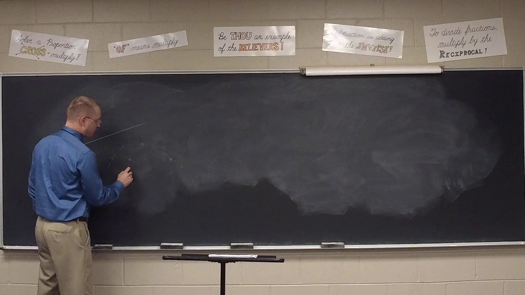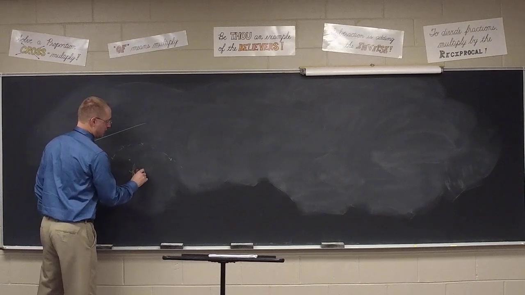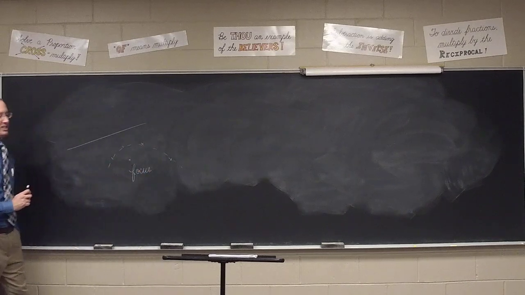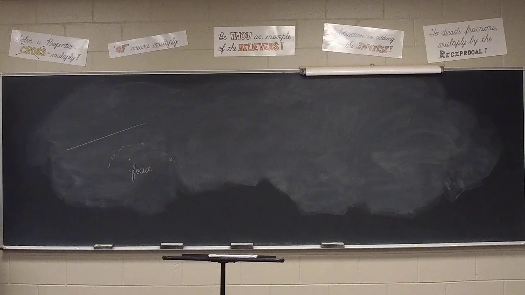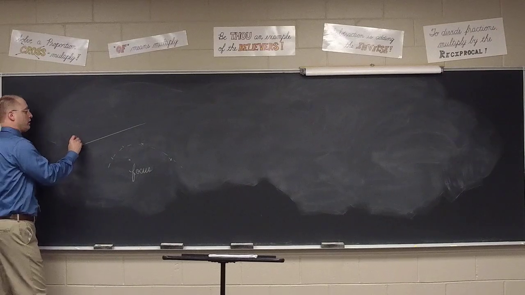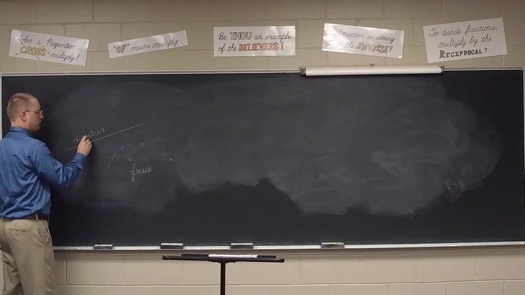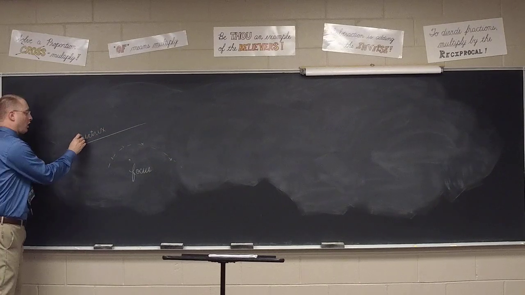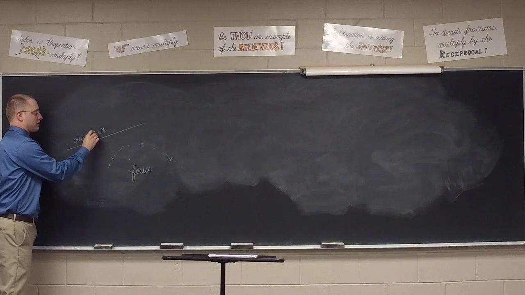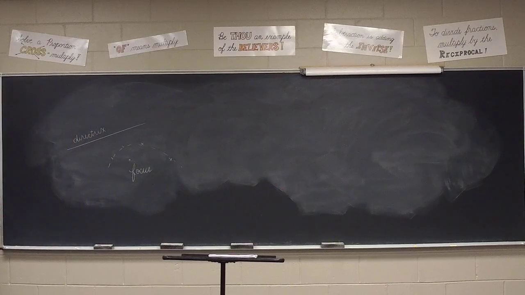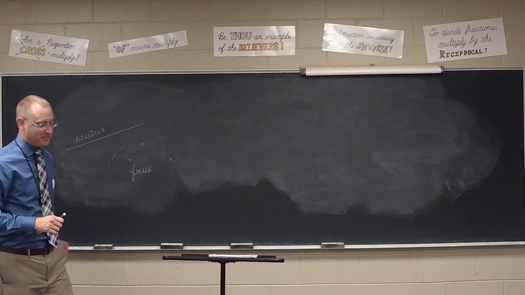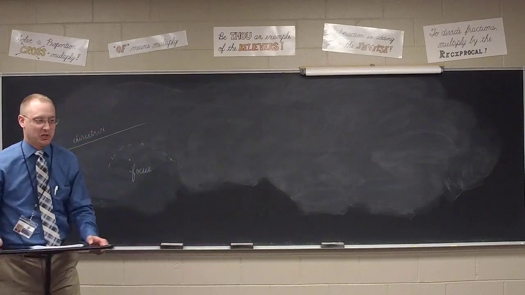You need to write this term down. The given point is called the focus, and the given line is called the directrix. Those are R's. They're just poorly drawn because I've never been good at lowercase cursive R's. All right, the given point is called the focus, and the given line is called the directrix.